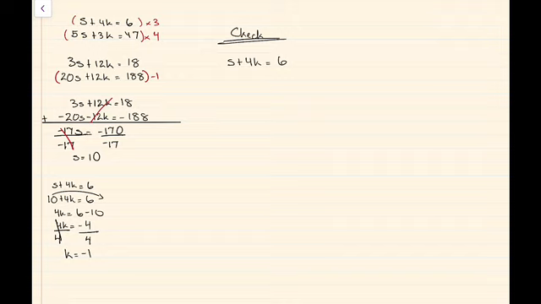So s is equal to 10 and k is equal to -1. We're going to check to see if that's equal to 6. So 10, 4 times -1 is -4, is equal to 6. And 10 minus 4 is 6, which is equal to 6. So we know that our answer is correct because they're equal.